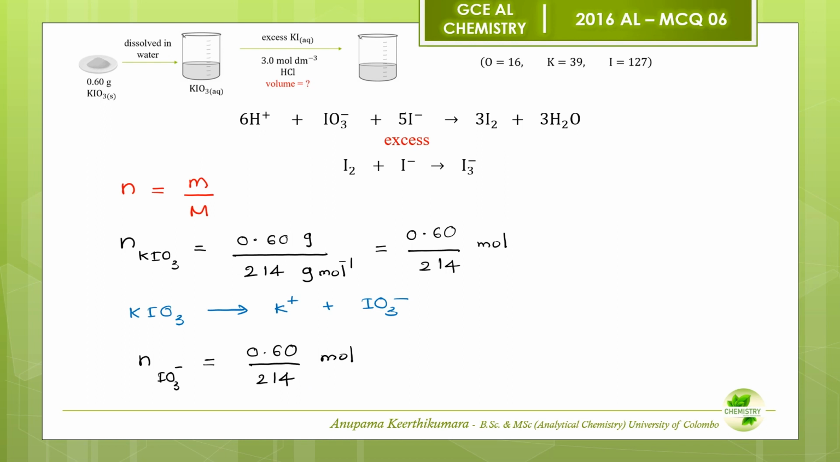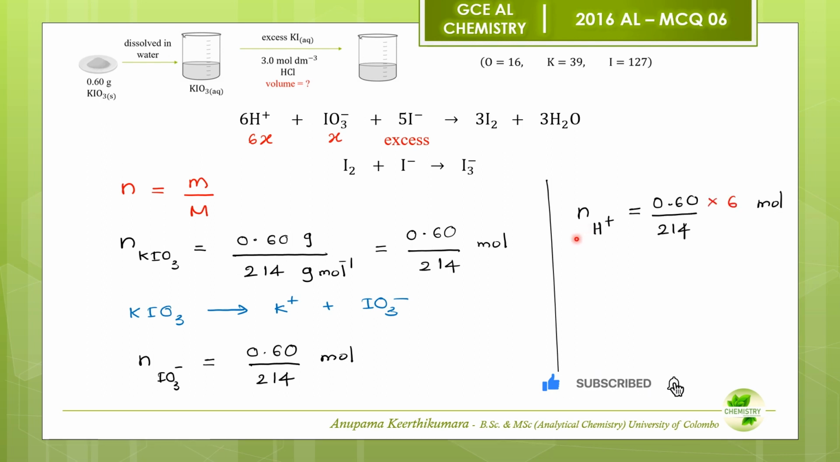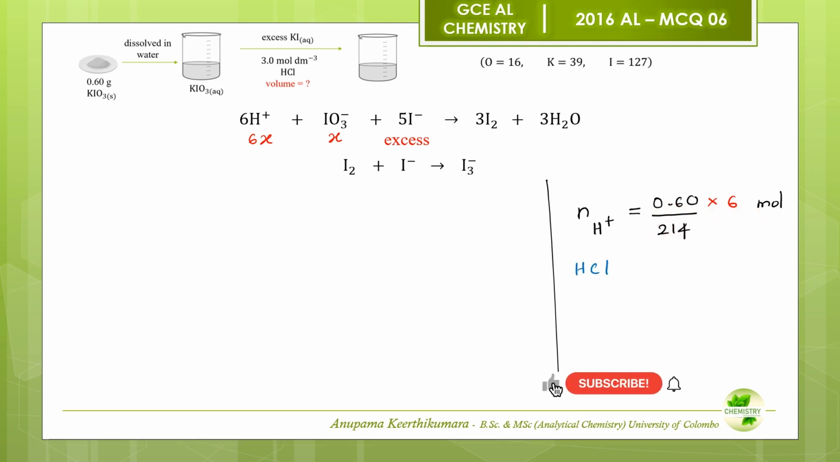If the number of moles of iodate ions is X, the number of moles of H plus ions is 6X. The reason is the stoichiometry between iodate and H plus is 1 to 6. Therefore, the number of moles of H plus ions required is 6 times the number of moles of iodate ions. Therefore, the required number of moles of H plus is 0.60 divided by 214 times 6 moles. This is the dissociation of HCl. Therefore, the number of moles of H plus ions is the same as the number of moles of HCl.